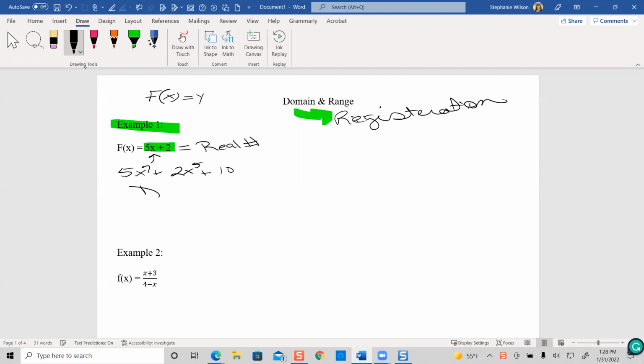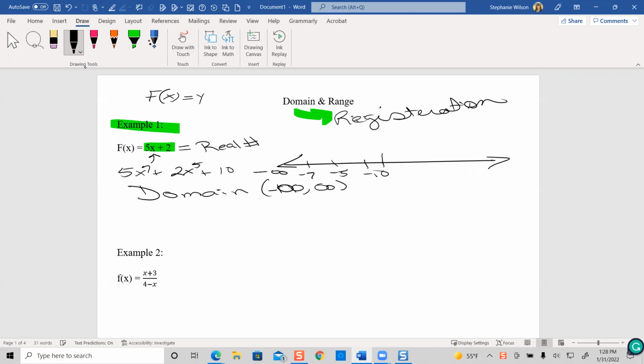So therefore, the domain on this polynomial is going to be real numbers. So it's going to be from a negative value to a positive value, meaning negative infinity to positive infinity. That means anything on this number line here, and so on, is going to yield out a real outcome. So it's all real numbers. It can be written like this, or it can be written as negative infinity, infinity.